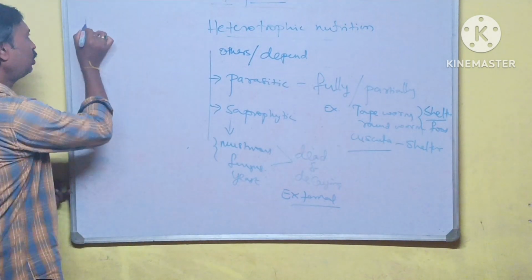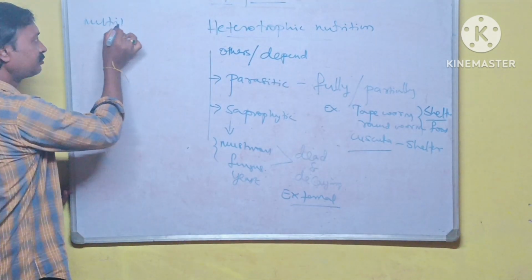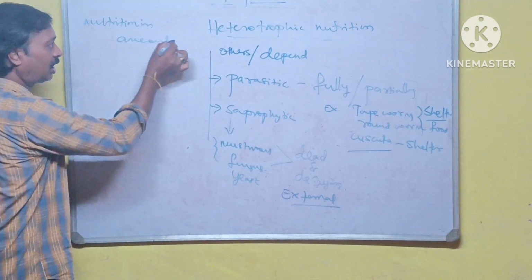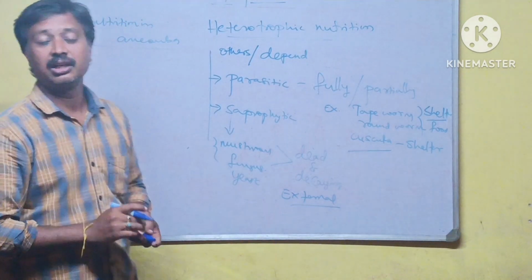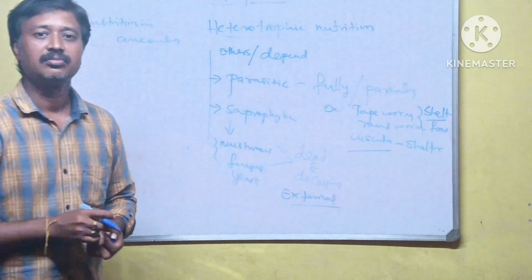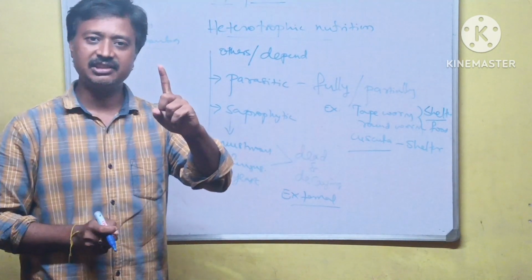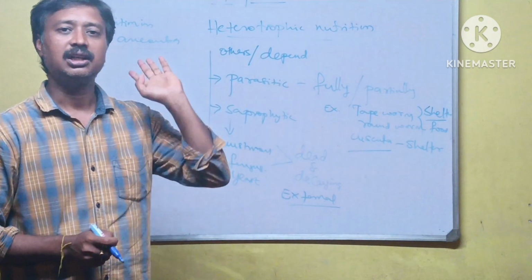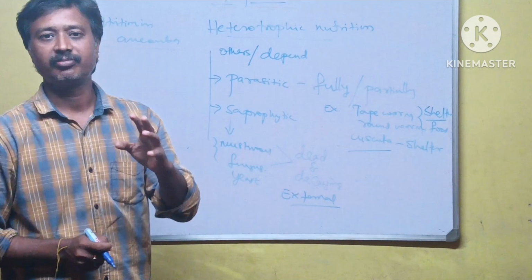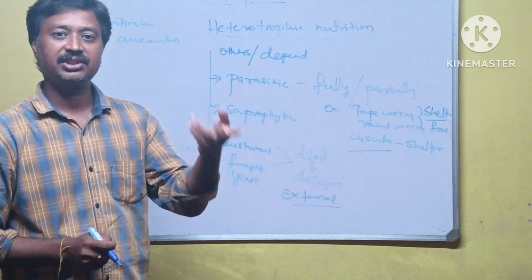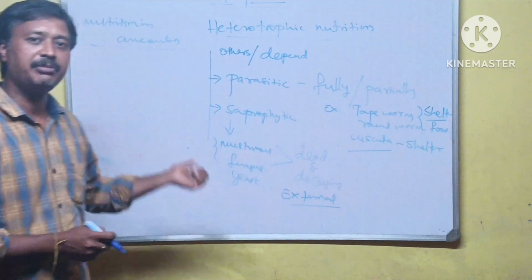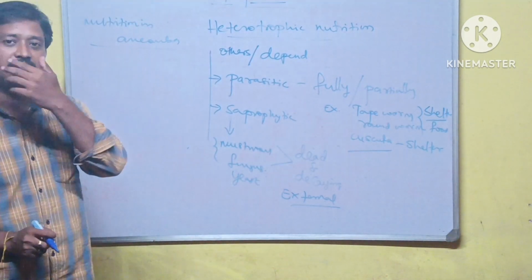Next, nutrition in amoeba. Very important one. We know that amoeba is a unicellular organism. That means from a single cell, it performs all the functions. Digestion it performs in the same cell, hunting also, reproduction also, excretion also. That is why amoeba is called a unicellular organism.